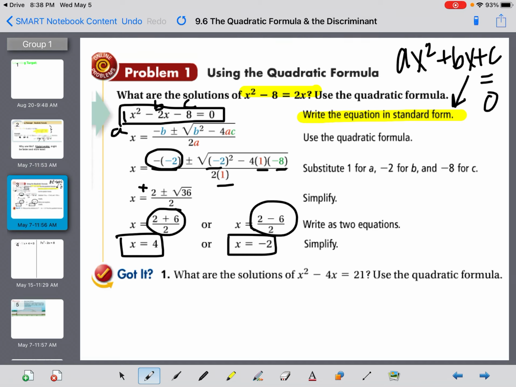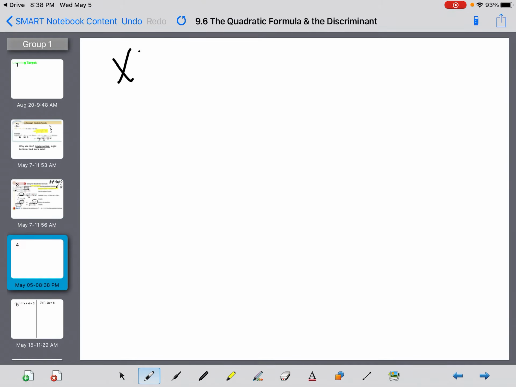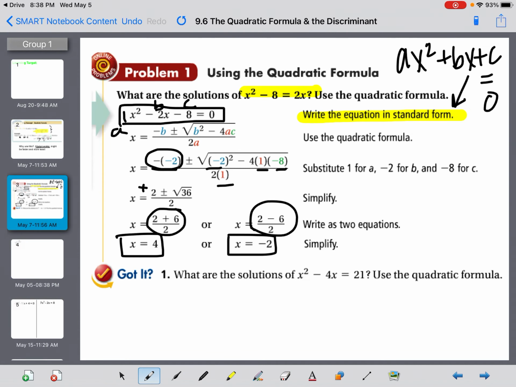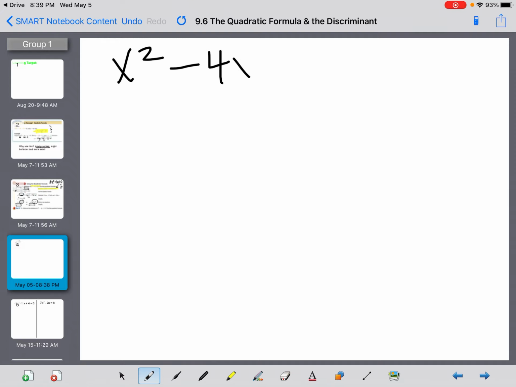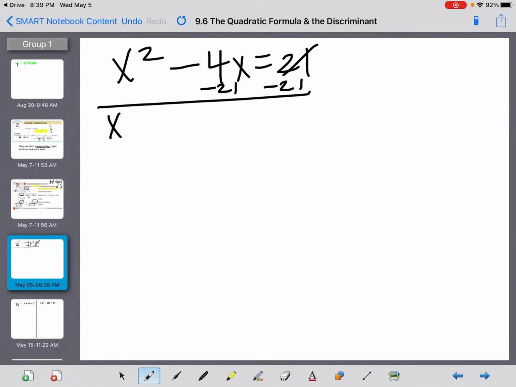All right, let's try this first one that they give us down here at the bottom. We don't have a lot of room here, so let's just put it on the next page. So it's x squared minus 4x equals 21. Remember that we have to have it in standard form, so we're going to have to subtract 21 from both sides, giving us x squared minus 4x minus 21 equals 0.